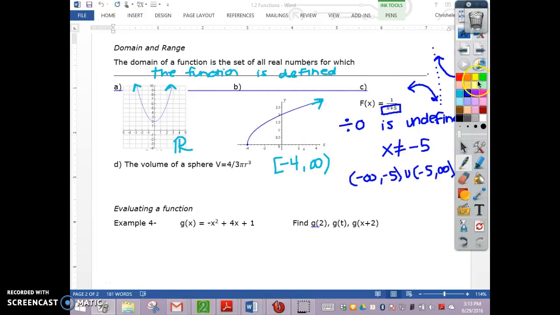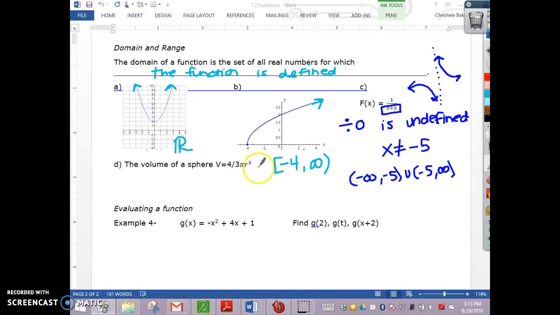Okay, D looks kind of funny, so it's still asking you for domain. So what is acting like an X and what is acting like a Y here? The input is your radius. The output is your volume. So what kinds of radii can we have? Can you have a negative radius of a sphere? Can you have a 0 radius of a sphere? No. So we would say 0 to infinity, not including the 0, because we would have to be bigger than 0 in order for this volume to exist.